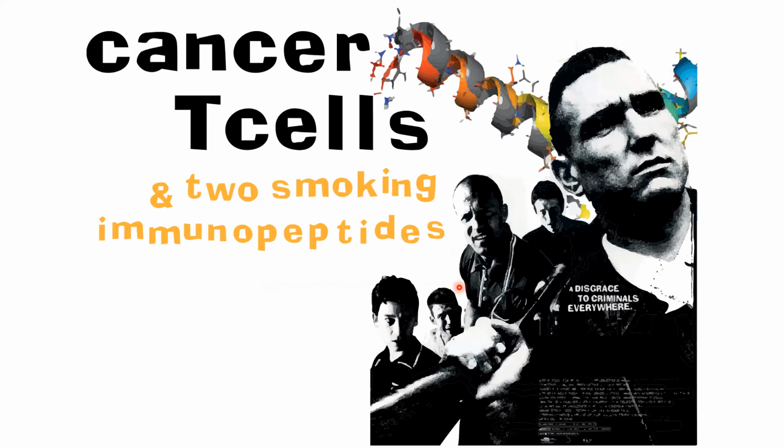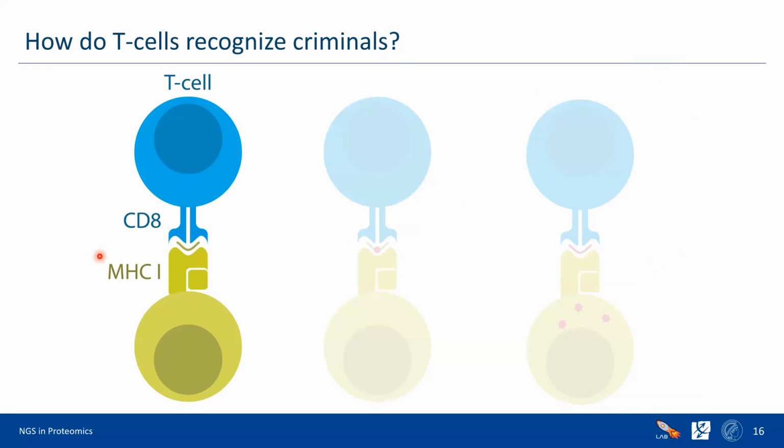Cool, but now it's time for some nice stories. At the Max Planck Institute, we have a RIP seminar. Once I was presenting there, and we were discussing making a poster which we bring around the institute and ask people to join this RIP seminar. The first version of this poster was like that: cancer T cells and 2 smoking immunopeptides. I think the administration of the institute decided that's not a really elegant poster, so it was not accepted. It was rejected. But okay, let's talk about how T cells recognize criminals.